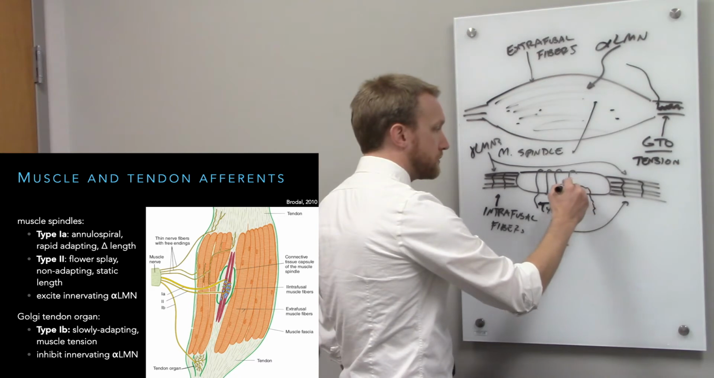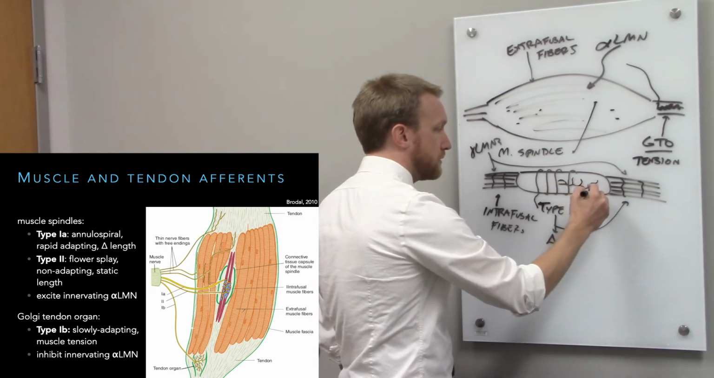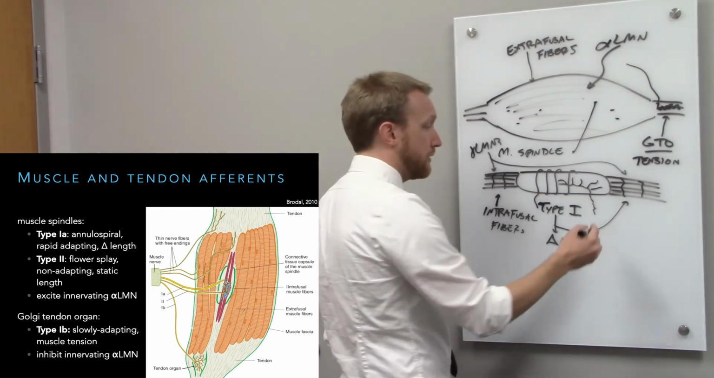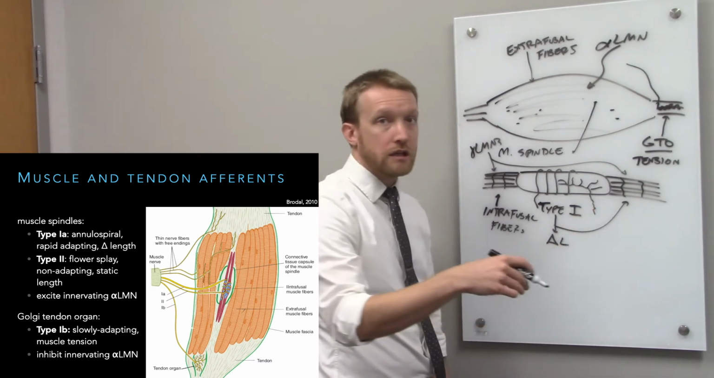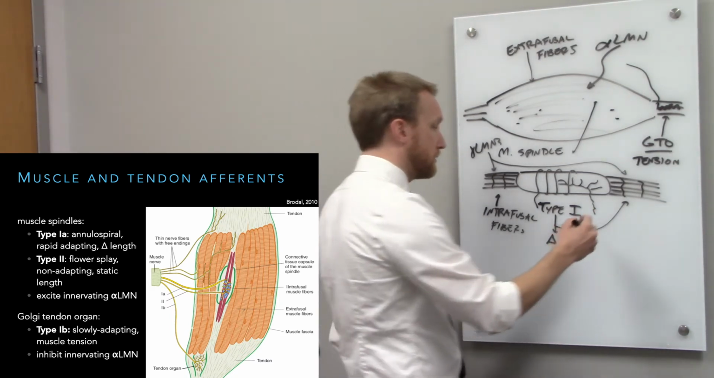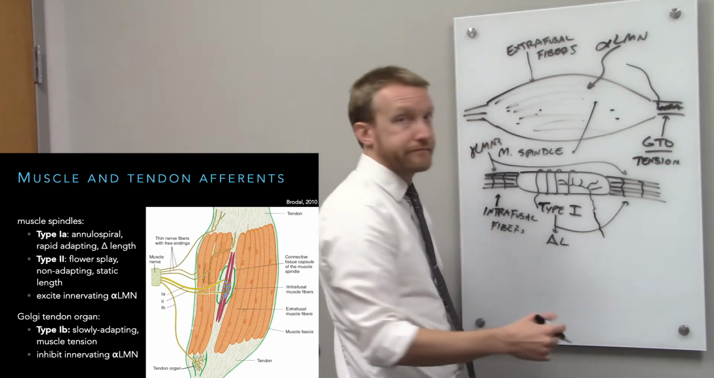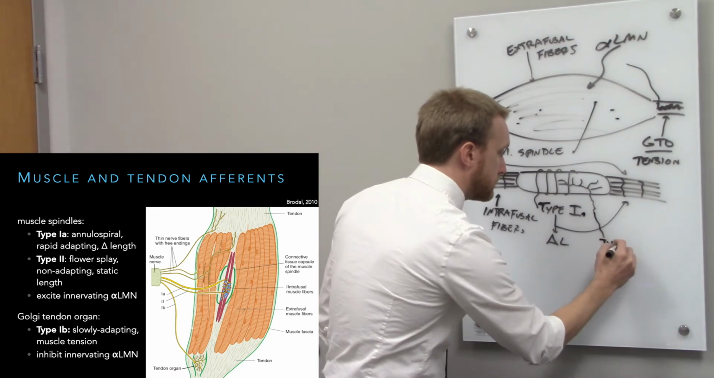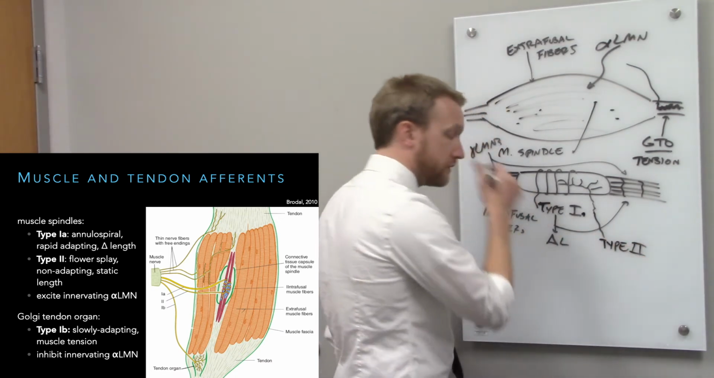Then we have some type 2. They kind of splay out. I guess it somehow looks like a flower. They call them the flower spray fibers. I do know that they're a little bit smaller, so that's why they're type 2.